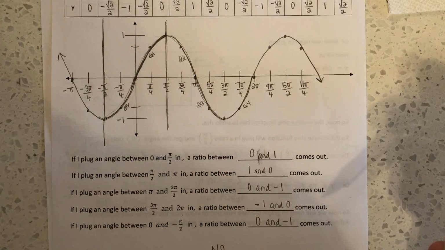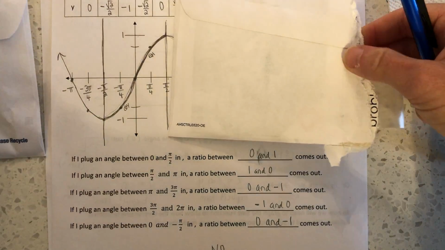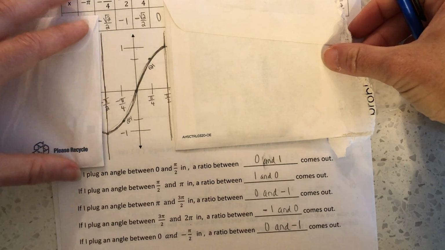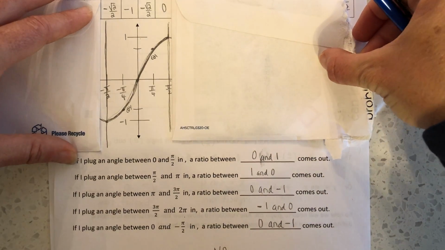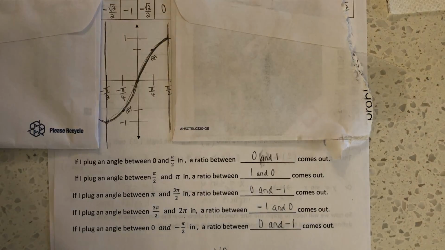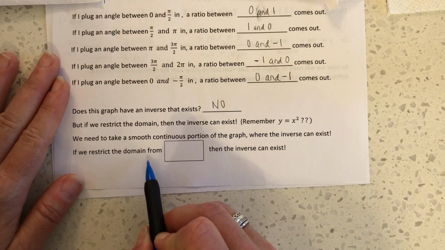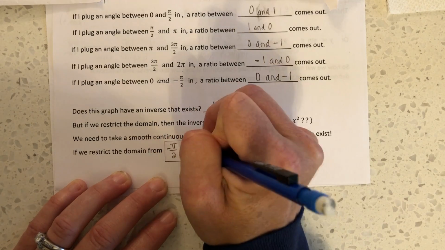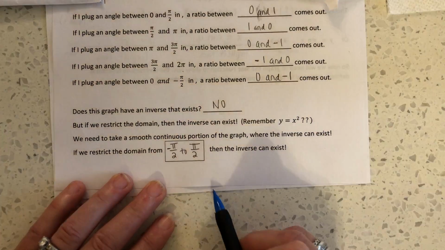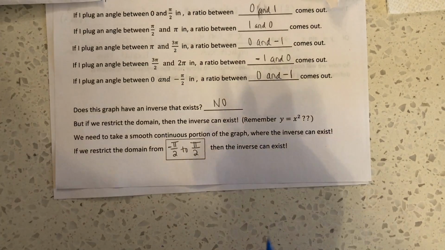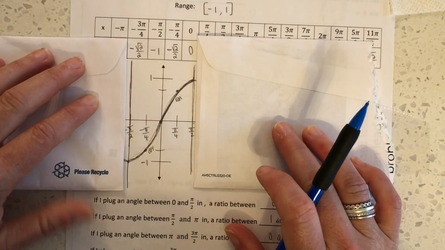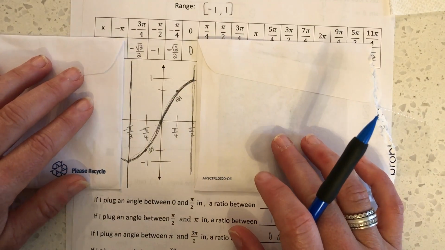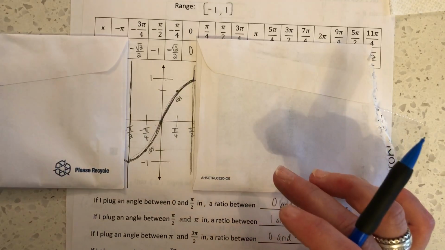Well, I've already jumped the gun a little bit, and I showed you that you're going to cut the domain from negative pi over 2 to positive pi over 2. That's going to be the portion of the graph that we keep to make its inverse exist. So if we restrict the domain from negative pi over 2 to pi over 2, then the inverse can exist. And that's exactly what we're going to do. This is the portion of the graph that is going to allow the sine function to have an inverse.